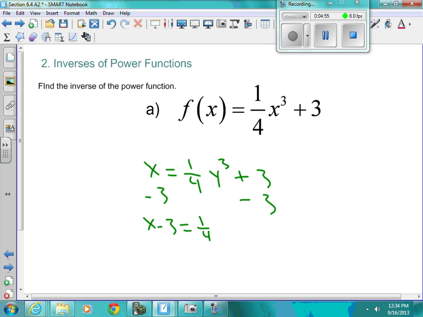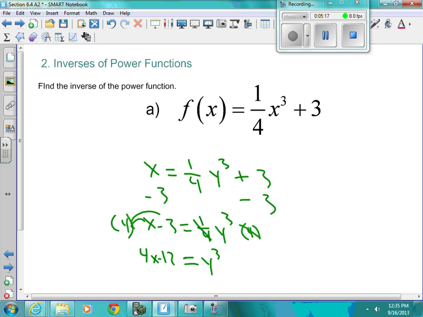Instead of dividing by 1/4, we multiply both sides by 4. It cancels the 1/4 out, and I get 4x minus 12. You've got to multiply by both the x and the 3. Equals y to the third.